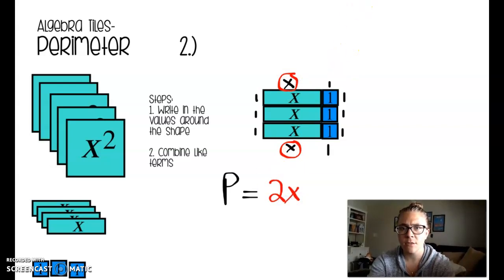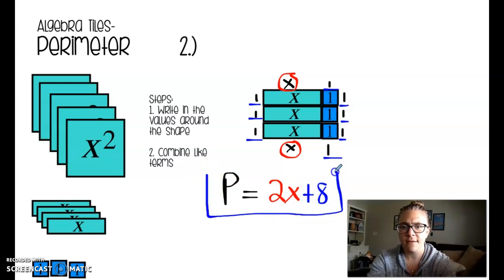Now I'm going to move on to the ones. So I have 1, 2, 3, 4, 5, 6, 7, 8 ones. So I have 2 x's on the perimeter and 8 ones. So that is my final answer.